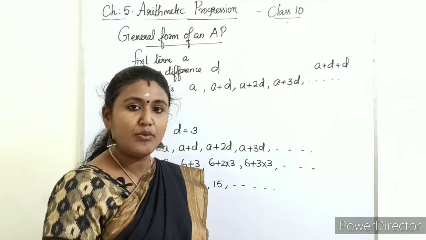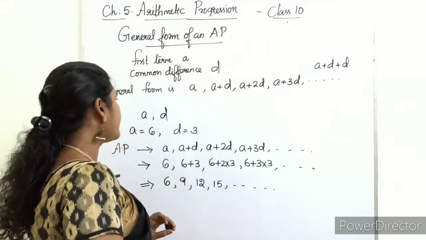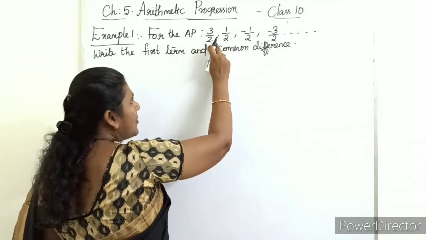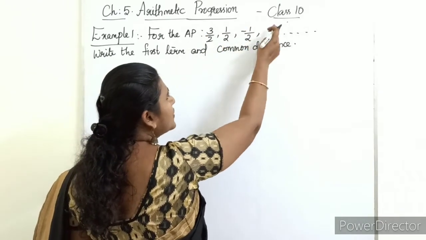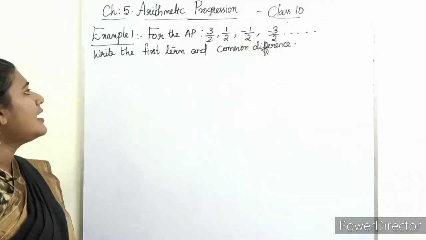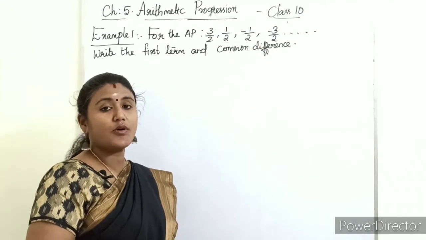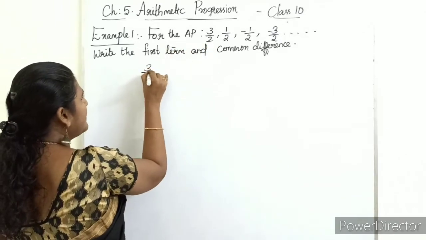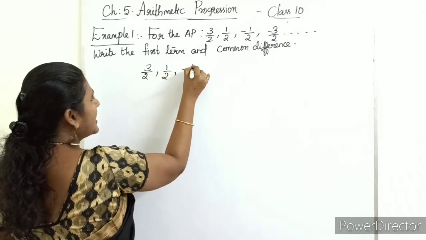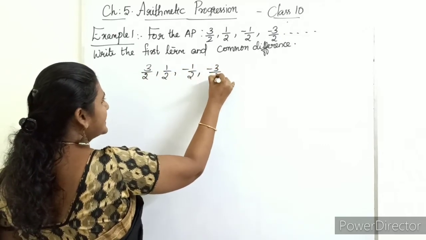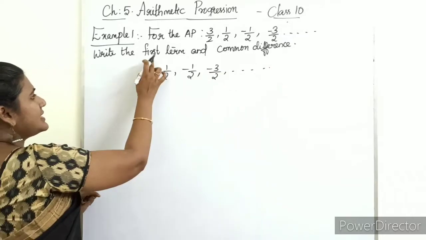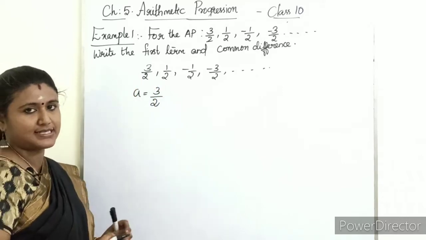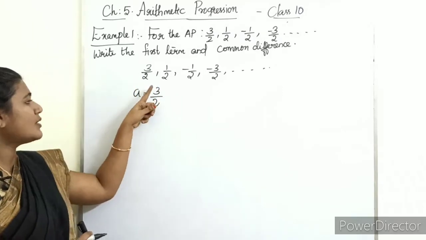Okay, now we will see a few examples based on this topic. So example 1: for the AP 3 by 2, 1 by 2, minus 1 by 2, minus 3 by 2, etc., write the first term and the common difference. This is a very simple question. So from the given AP, what is the first term? A is equal to 3 by 2, the first number in the list, that is the first term. So A is equal to 3 by 2.